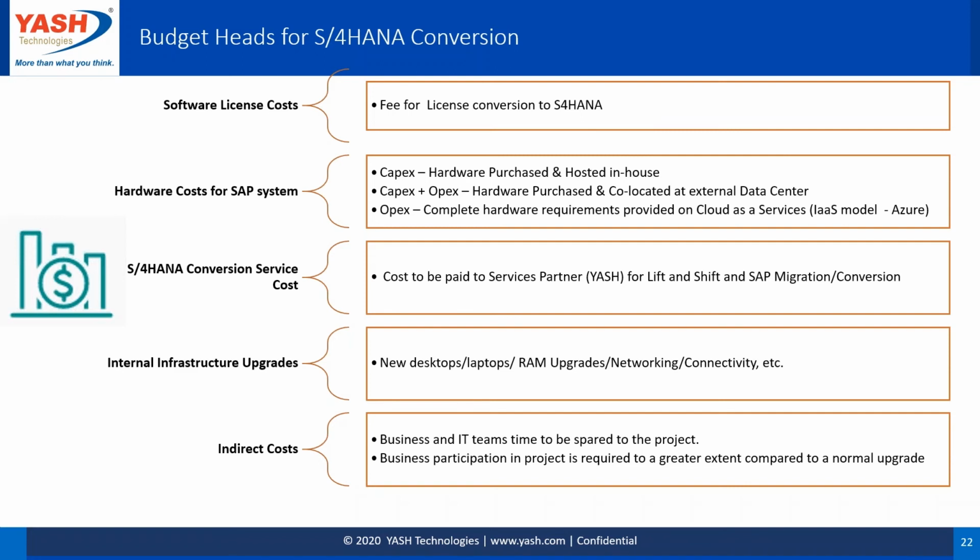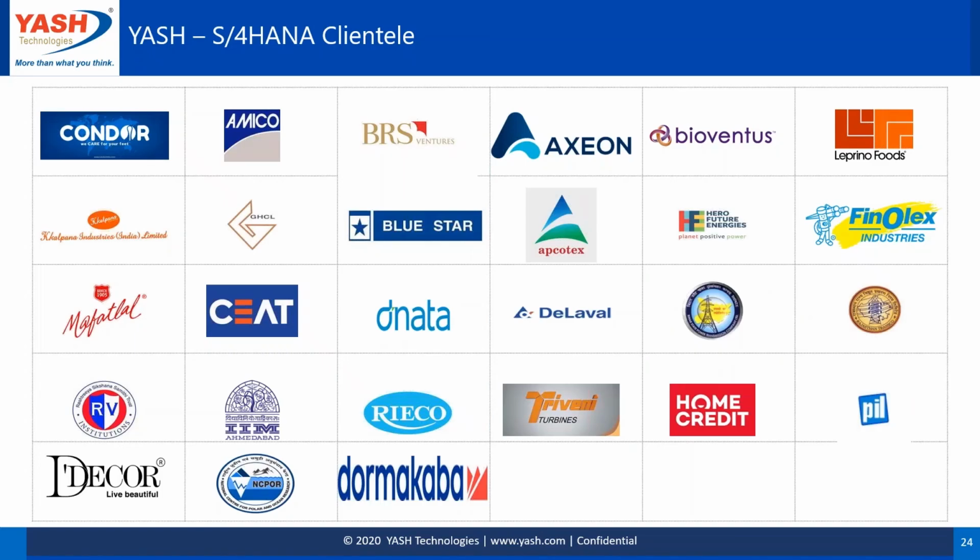Then, of course, there would be some budgets you need to factor for your network upgrade or connectivity aspects, your laptops and some of your desktops, or you might plan buying some gadgets like iPads, mobiles, etc. And your indirect cost, of course, your business and IT teams to be spared. And business participation, if it's an S4 conversion, should be a bit more compared to your normal upgrade. Okay. So now some of the success stories.